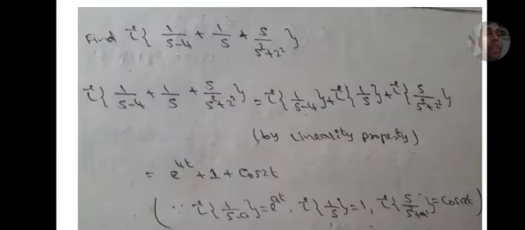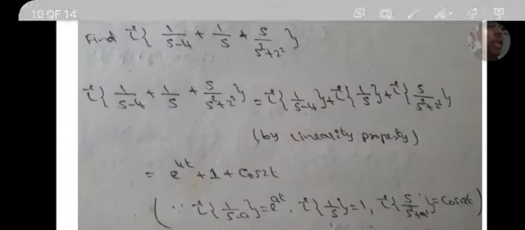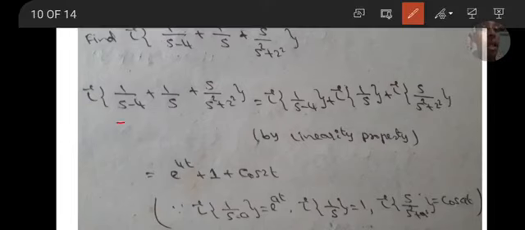Next, find L inverse of 1/(s minus 4) plus 1/s plus s/(s square plus 2 square). So it is by linearity property. First one, L inverse of 1/(s minus 4), and L inverse of 1/s, and L inverse of the third function s/(s square plus 2 square). There are no coefficients, so direct function.